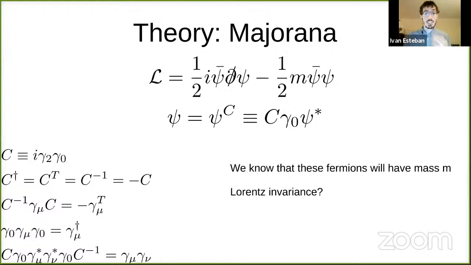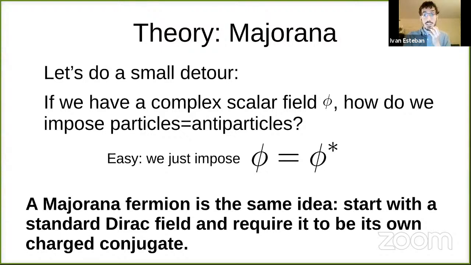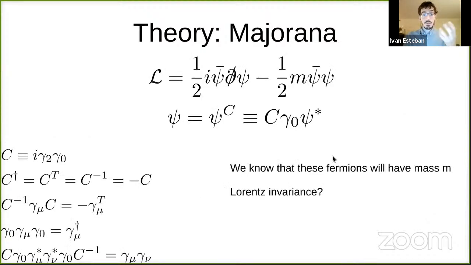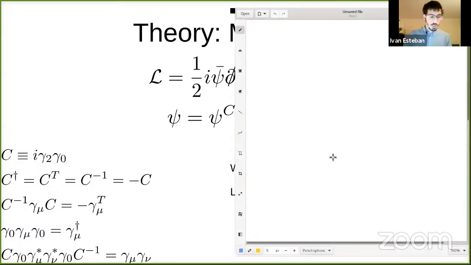So we will go and check that this condition, that the field is its own charge conjugate, is a Lorentz invariant condition. Let me say that for scalars, this was something very easy to check, or even trivial, because scalar fields do not transform under Lorentz transformations, and therefore this condition is automatically Lorentz invariant. But for fermions, we have to go and check it. How do we do it?